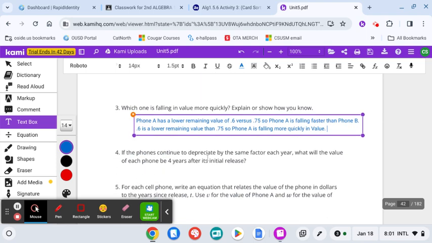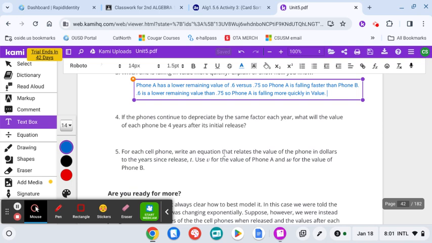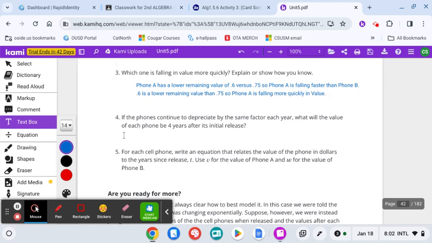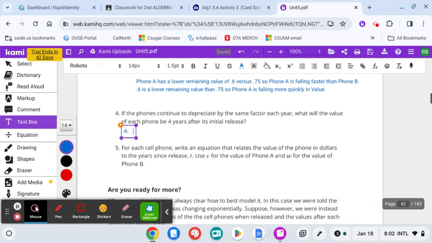Okay, if the phones continue to depreciate by the same factor, what will the value of each phone be 4 years after its initial release? And so it would be helpful to have an equation in order to plug this into. So number 4 usually leads us into number 5, writing the equation. So let's start with phone A on the left. It's telling us below what letters to use. V for the value and W for the number of years.